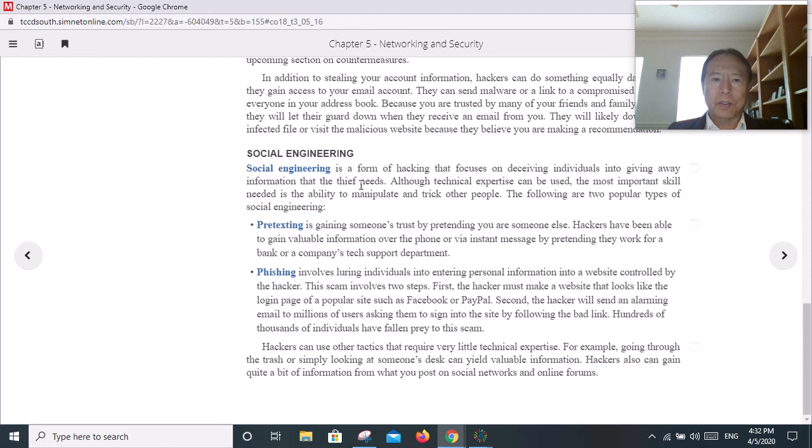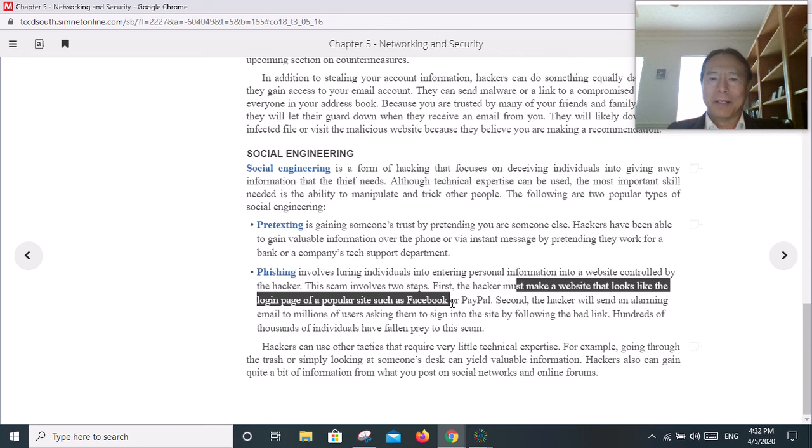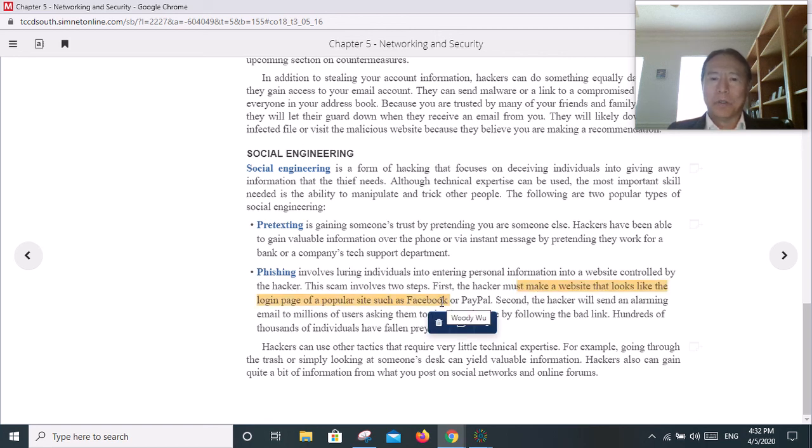Social engineering. Yeah, they have something like phishing. They are going to send out stuff. The hackers make a website that looks like they're pretending to be Facebook. Then they're going to send you something saying, hey, your Facebook, we need to verify your username and password, otherwise we're going to discontinue your account. So you say, okay, let me type in my username and password. Then they got it. So that's the phishing stuff.